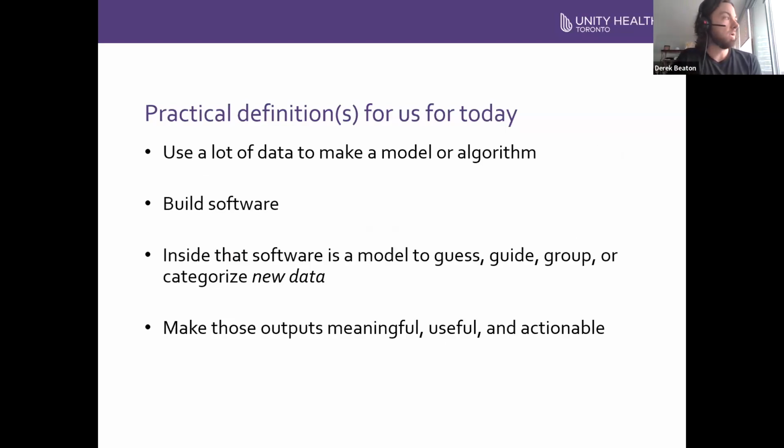So for us, we'll operate under these criteria for today. We're going to have a lot of data. We need to make a model or an algorithm of some sort. We need to build software around that model. We're going to put that model inside the software somewhere, and its point or purpose of the software and the model or algorithm together is to guess, guide, group, or categorize new data that come in to make sense of it. More importantly, we need to make those outputs or whatever goes in and comes back out useful and actionable. And that is basically the practical definition that we're going to operate from today for applied AI.